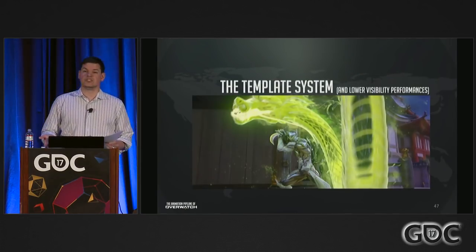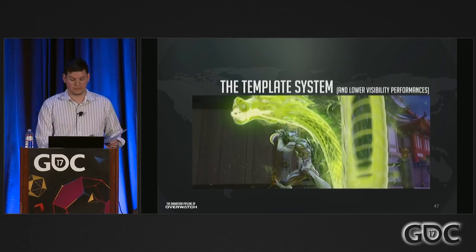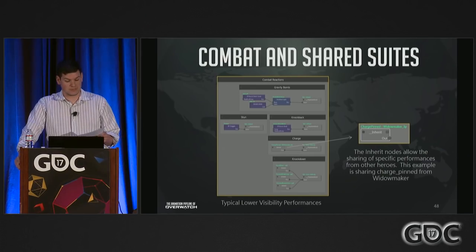So that was our higher visibility performances in the template system. Let's talk about how we use it with our lower visibility performances. As we went through development, we found that there were a bunch of secondary performances that were important for gameplay, but could be considered lower visibility, like charge, stun, knockback, and the other performances that you see here.